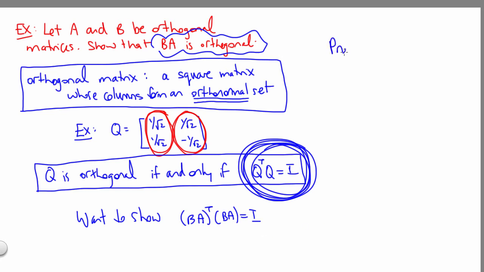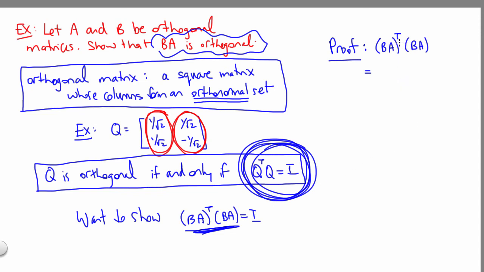So let's get on to our proof. We are going to start with the left side of this expression here, (BA) transpose times BA, and step by step we are going to transform this into the identity matrix. If we can do that, then we're done the problem.